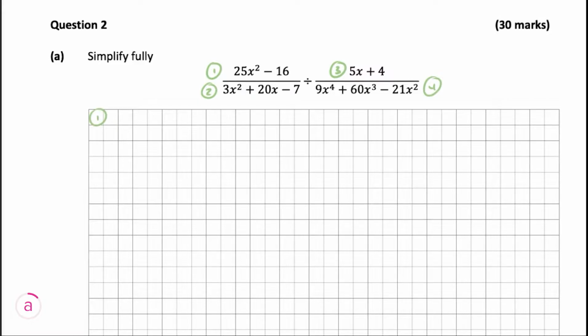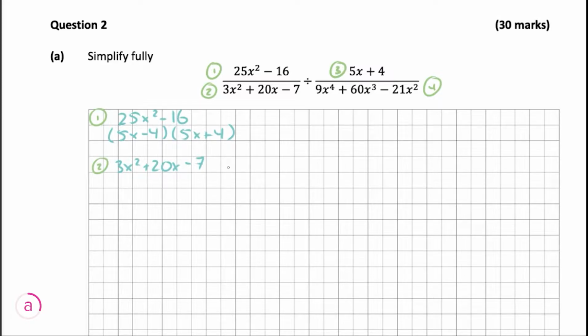For 1, you can see that it is 25x squared minus 16, which is a difference of 2 squares, meaning that simply simplifies down into 5x minus 4 and 5x plus 4. Now for equation 2. It is just a simple quadratic.